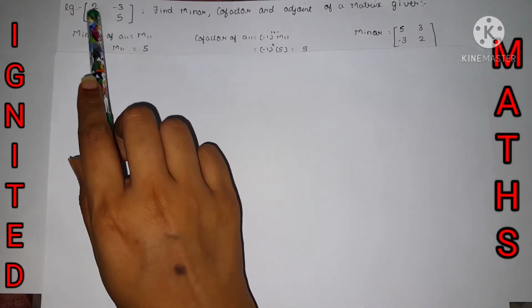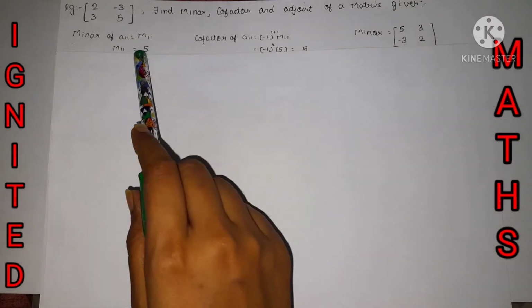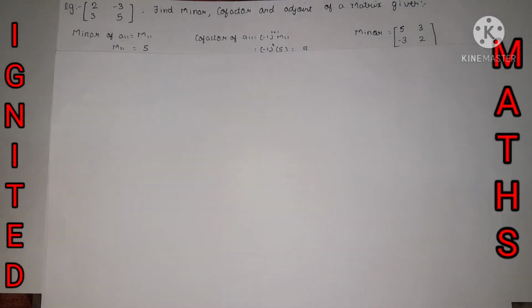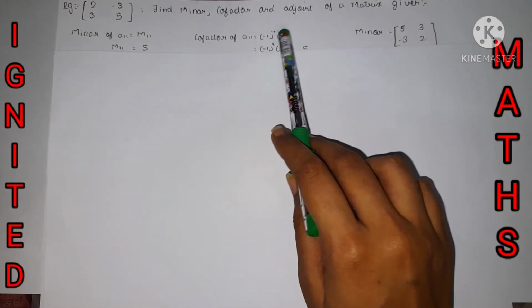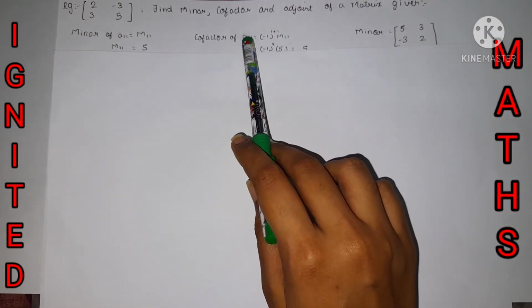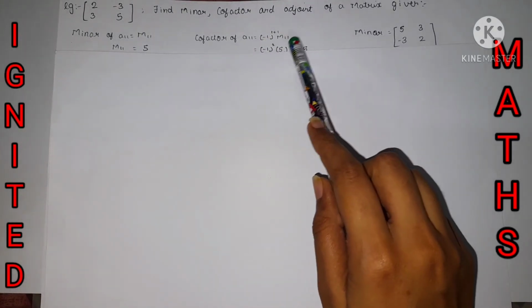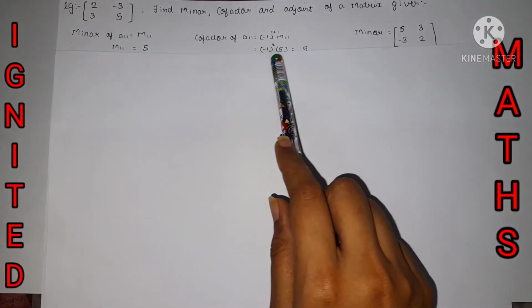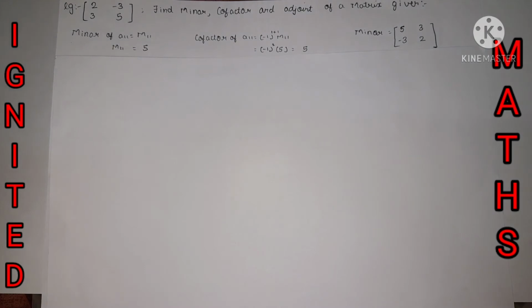M of 11 value will be first row and first column will be hidden. Yes, and the leftover term is 5. So we have written over here. Simultaneously we will do for the cofactor also, because we have already cleared the concept for the cofactor. So cofactor of A11 will be minus 1 raised to row plus column. So over here it is present in first row first column, so 1 plus 1. Okay, and M of 11 value is 5. That's what we have written over here, and after doing the calculation we will get the answer as 5.